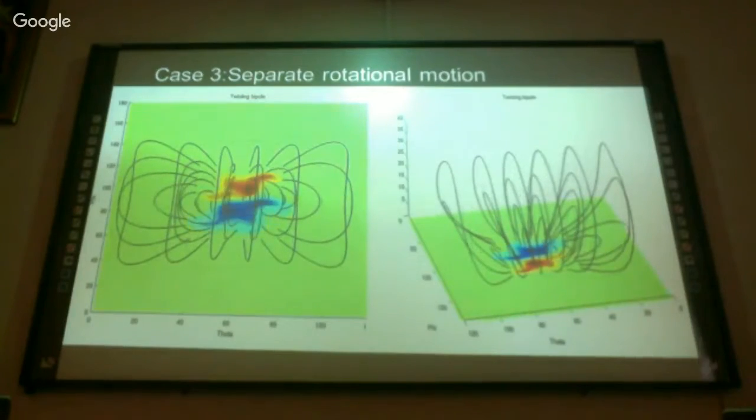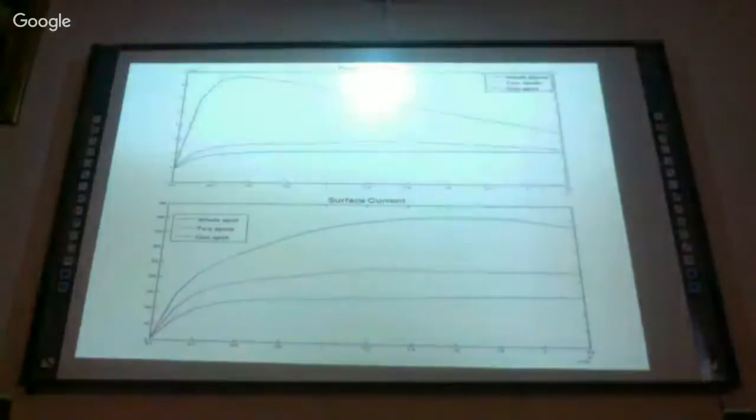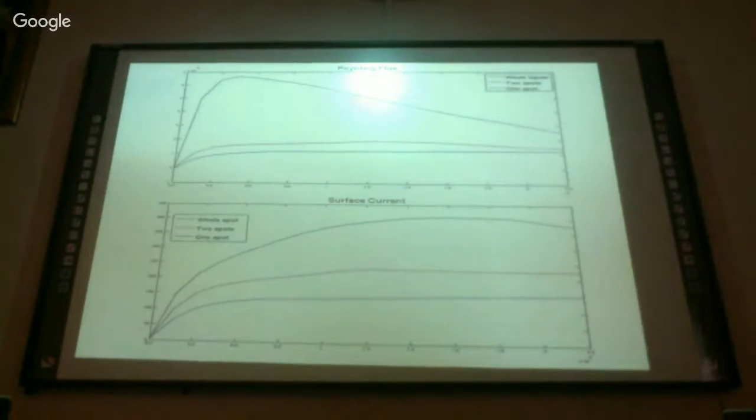So we did some quantitative comparisons. This is the surface current. The surface current gives you a measure of how much twisted the magnetic fields are at the surface. This is the case where the whole spot is being twisted around the center of the whole active region, this is where one spot is being rotated, and this is where the 2 spots are undergoing individual separate rotation. Clearly a lot more surface current is being generated in the first case, which is sort of obvious.